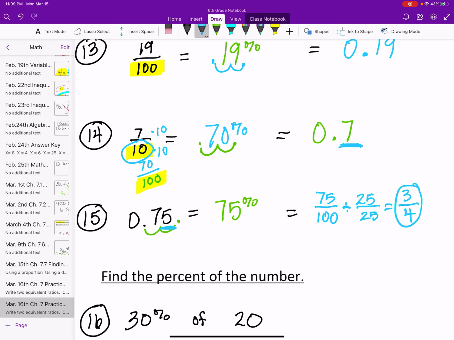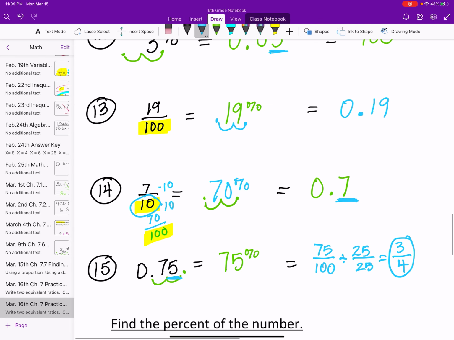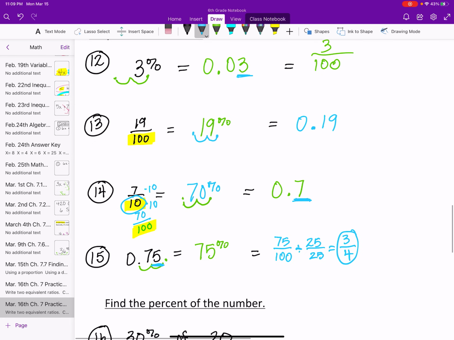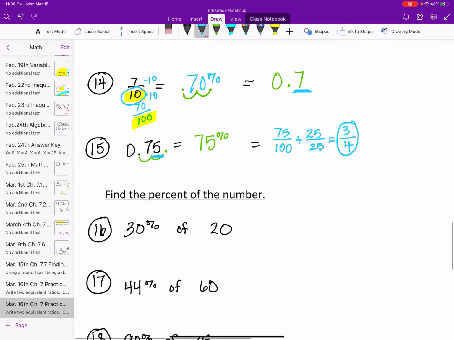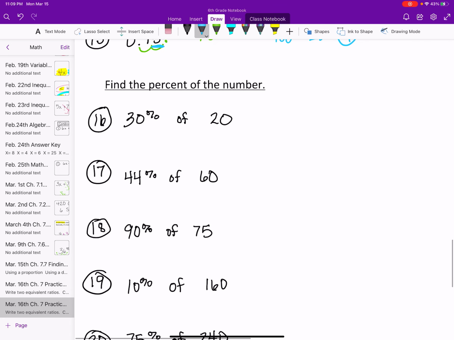Okay. Make sure you're giving me each of the answers in each form. So if I give you a decimal, you're giving me the percent and fraction. If I give you a fraction, you're giving me the percent and decimal. If I give you a percent, you're giving me the decimal and fraction. Okay. Last section to go through.